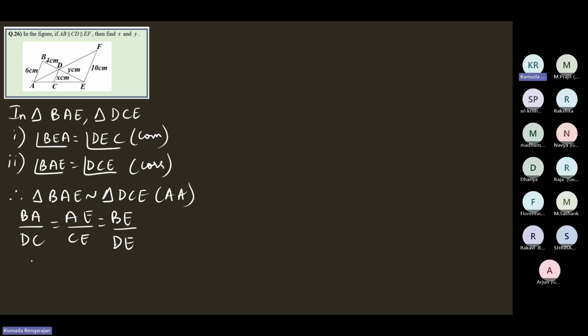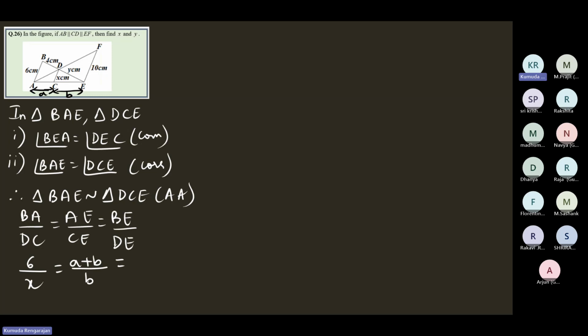So BA, what's BA? 6 by DC, which is X, equals AE by CE. AE, no, nothing is given. So let's just use some variables there. We'll just call this one A, this one B, right? So AE is A plus B by CE, CE is B, equals BE by DE. You can see we have information there, children.